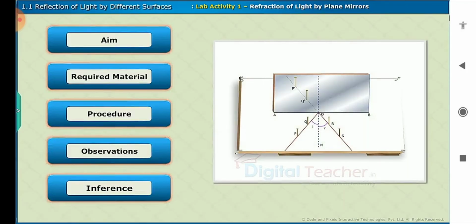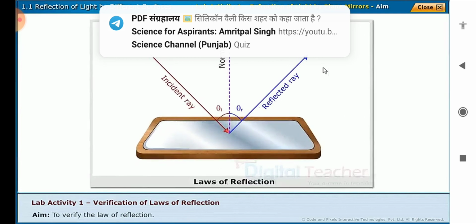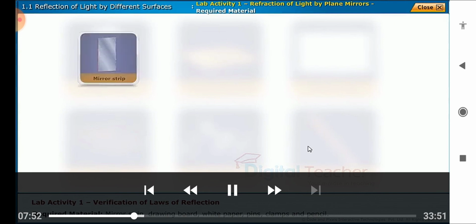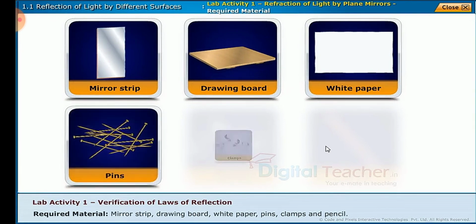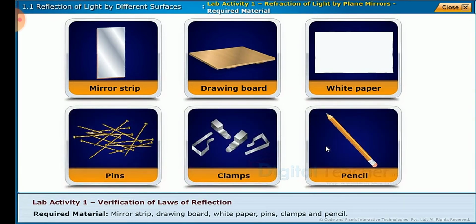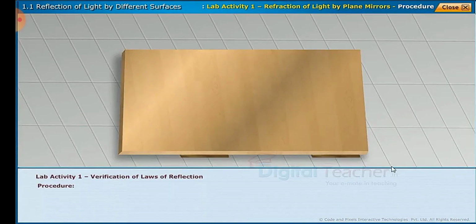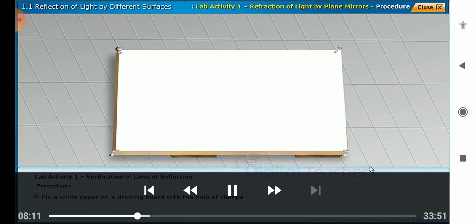Let us perform a lab activity to know about the reflection of light by plane mirrors. Click each tab to know more. The aim of the lab activity is to verify the law of reflection. The required materials for this activity are a mirror strip, drawing board, white paper, pins, clamps and pencil. The procedure involves the following steps. Fix a white paper on a drawing board with the help of clamps.